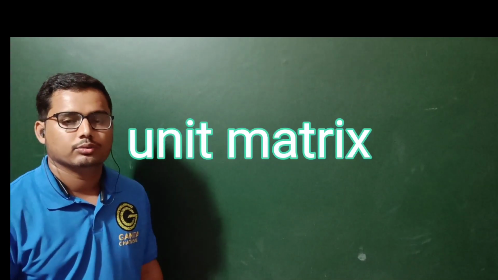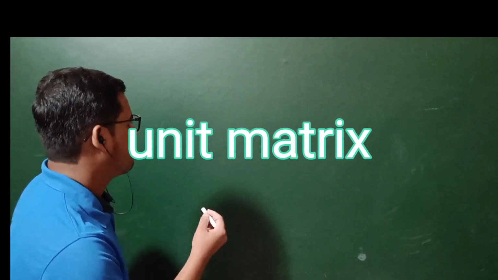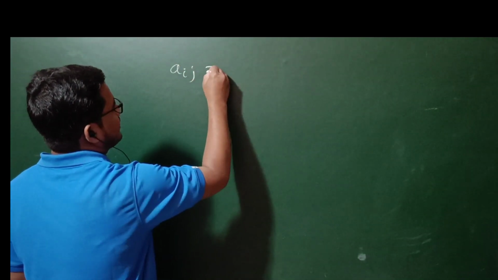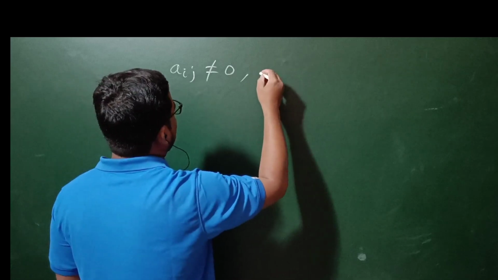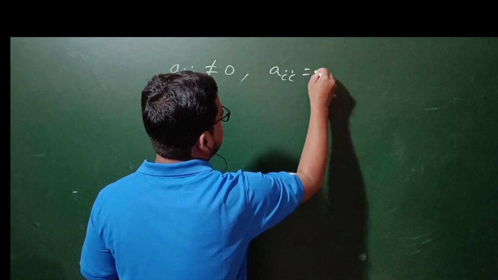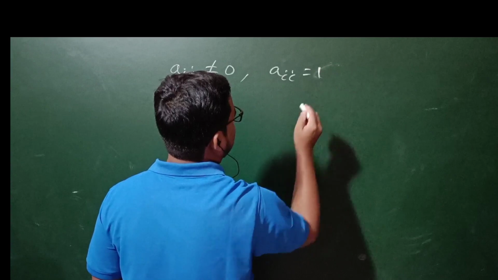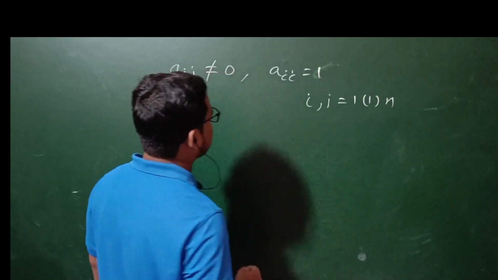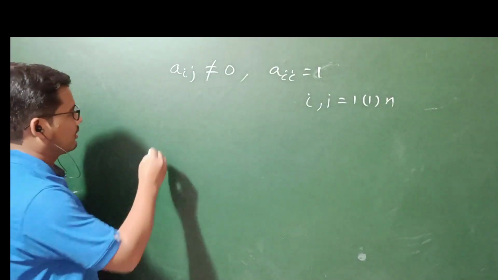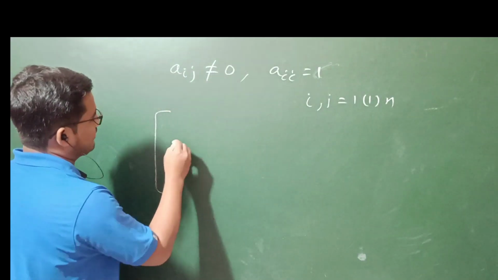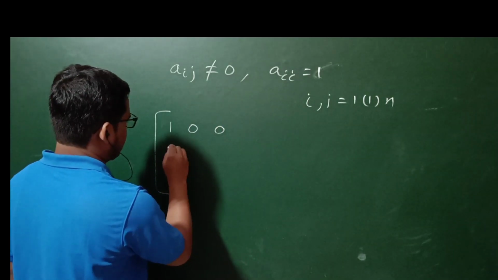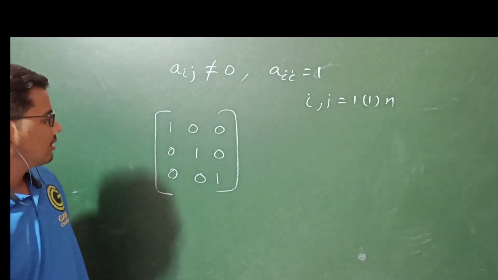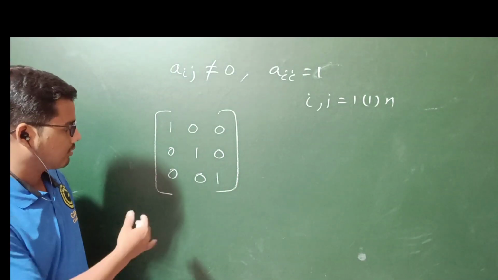Then the unit matrix. What is a unit matrix? A matrix where Aij is equal to 0 for i not equal to j and Aii is equal to 1, where i and j vary from 1 to n. Suppose A is a 3 by 3 matrix. This is an example of a unit matrix.